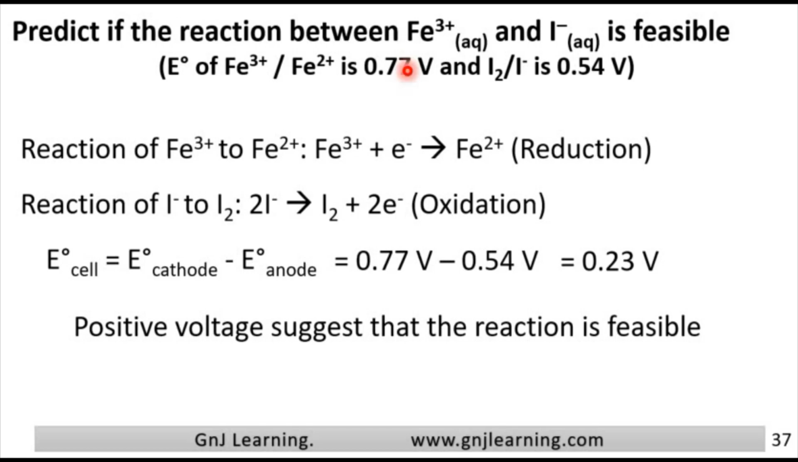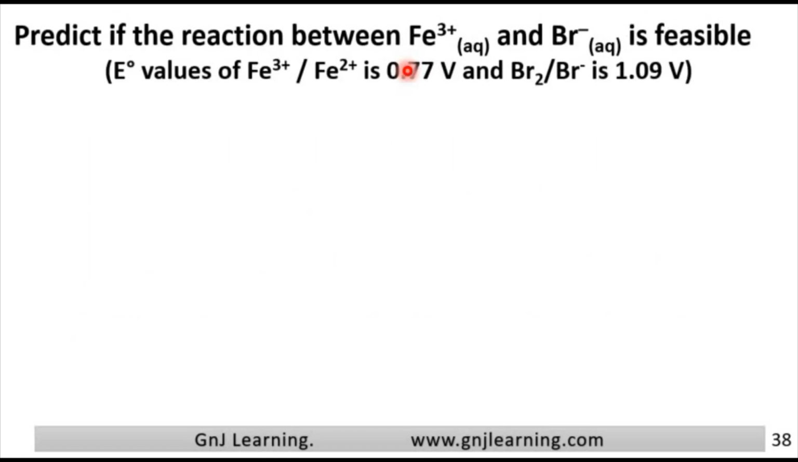Let's do one more problem to see. Predict if the reaction between Fe3+ and Br- is feasible or not. Fe3+ and Br-, and the half cells are given. Fe3+ to Fe2+ is one reaction, and the other one is Br2 to Br-. So which is in the oxidized state? Fe3+ is in the oxidized state. Looking here, you can see this is the oxidizing agent and this is the reducing agent.